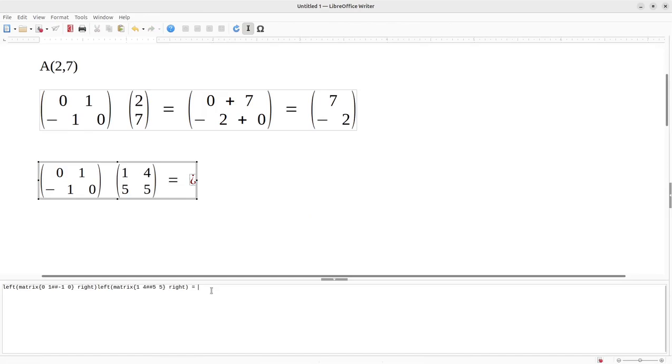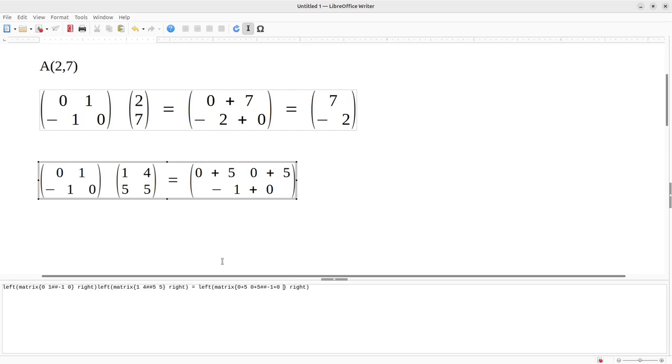This is going to equal your 0 times 1 plus your 1 times 5, that's 5. Next, your 0 times 4 plus your 1 times 5, that's 5. And then on the bottom row, you are going to have your negative 1 times 1, that's negative 1, plus 0 times 5, that's 0.